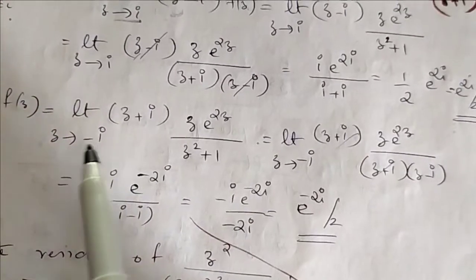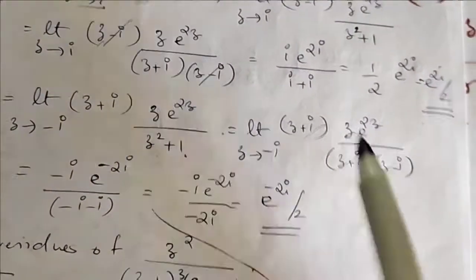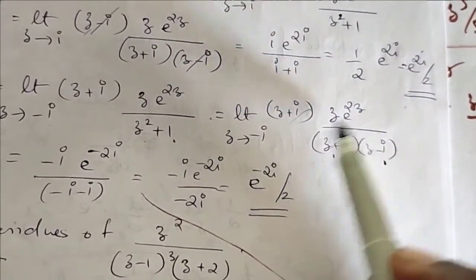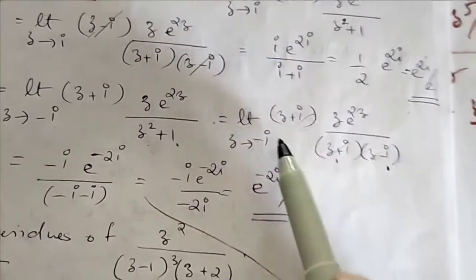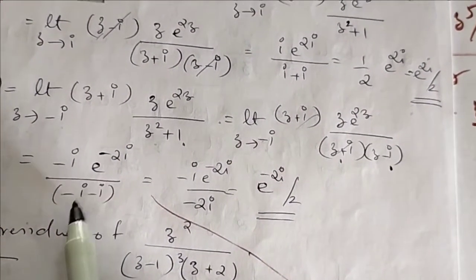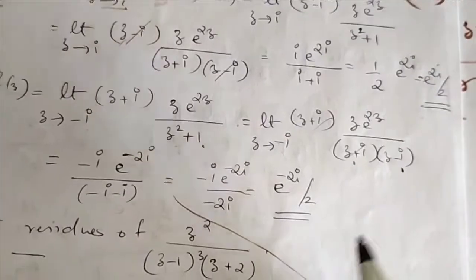Similarly, residue at z equal to minus i. So limit z tends to minus i, the factor is z plus i. Then z square plus 1 is z plus i into z minus i, and z plus i cancels. So put z equal to minus i. Minus i into e raised to minus 2i by minus i minus i. So it is 1 by 2 e raised to minus 2i. So this is the residue.